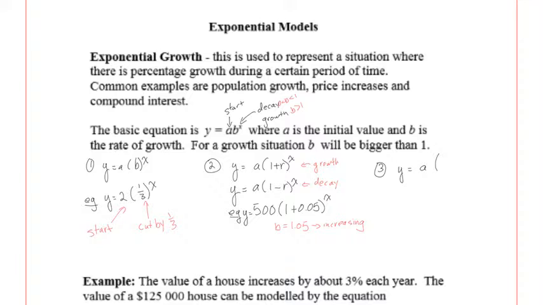So the last equation is y is equal to a b to the x over d. The d value in this case represents the time it takes to either double or triple or quadruple or get chopped in a third.